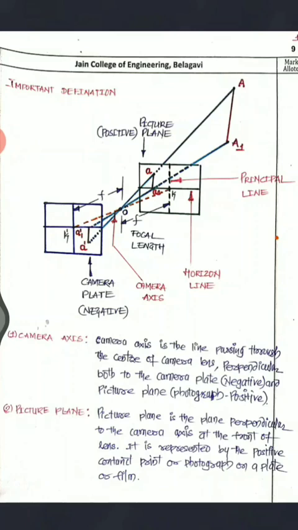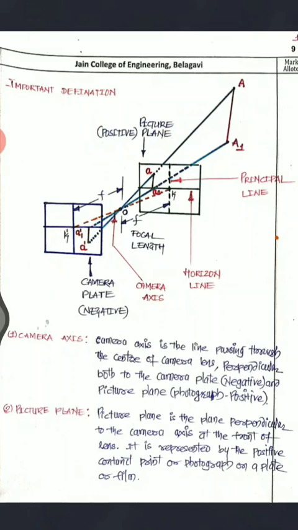You can see that you have a camera plate. This is the camera plate that we call the negative. And then you have a picture plane, or you can call it the developed photograph, that we call the positive or picture plane.